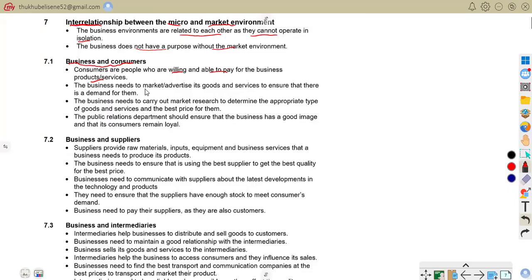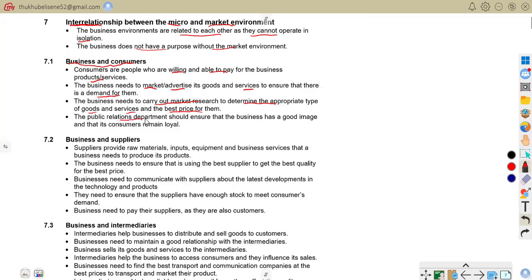The business needs to market and advertise its goods and services to ensure there is a demand for them. For example, a new cafe advertises on Facebook to attract what? Customers. The business needs to carry out market research to determine the appropriate type of goods and services and the best price for them. For example, a survey shows teens prefer spicy chips. Business adds spicy chips.